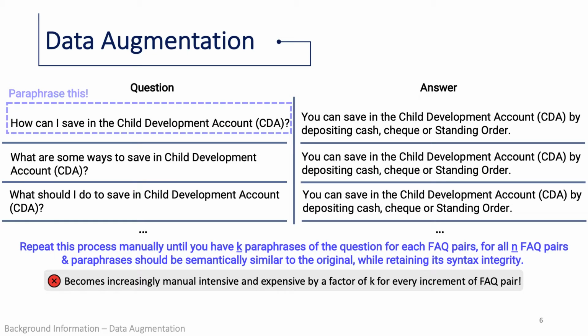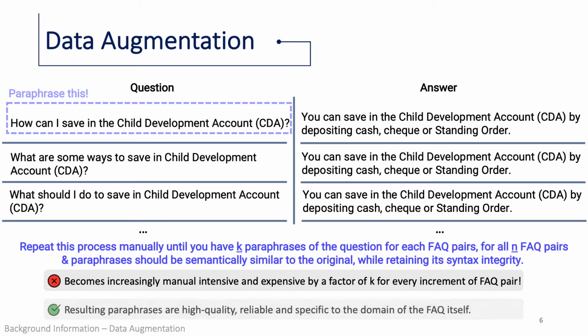pair that you get. While this way of data augmentation can be manual intensive and costly, it is undeniable that the paraphrases generated by relevant domain experts are likely to be high quality, reliable, and specific to the domain of the FAQ itself. In this project, we view paraphrases to be domain specific if the paraphrases retain domain terms that are abbreviated, such as Child Development Account (CDA).